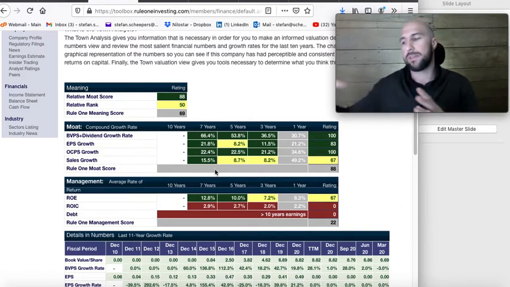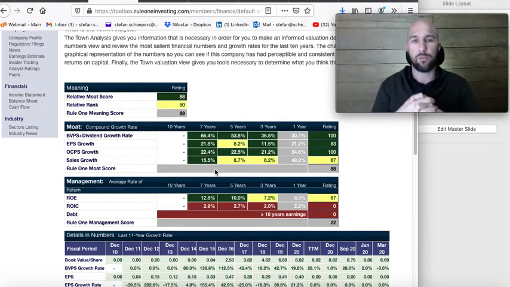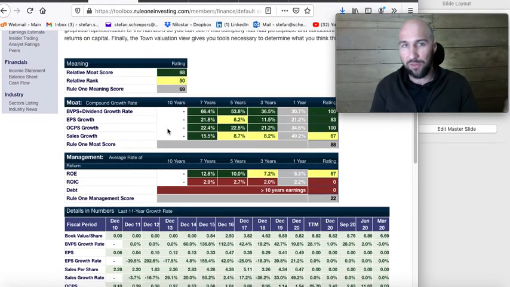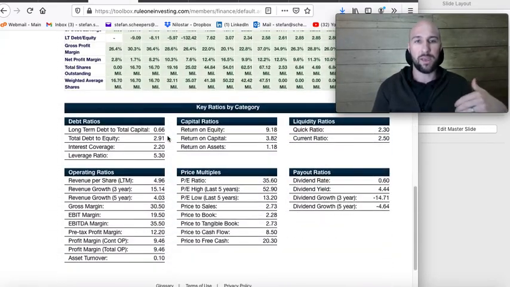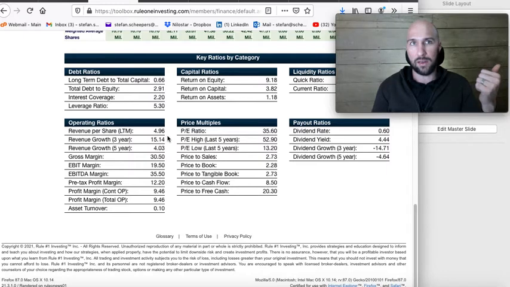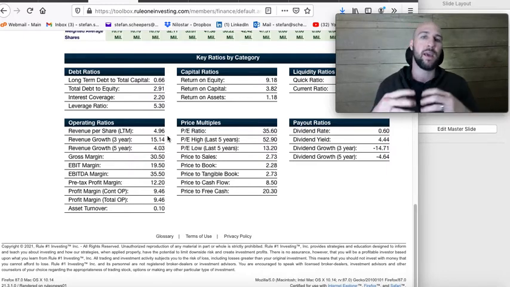And I think for the next 10 years they're going to easily grow by 10, close to 15%, as they have invested quite a lot in new properties. Oh, I never introduced Armada Hoffler to you. Armada Hoffler is a property development company. They specialize in residential real estate, and they're also in multifamily real estate, only in the southeast of America.